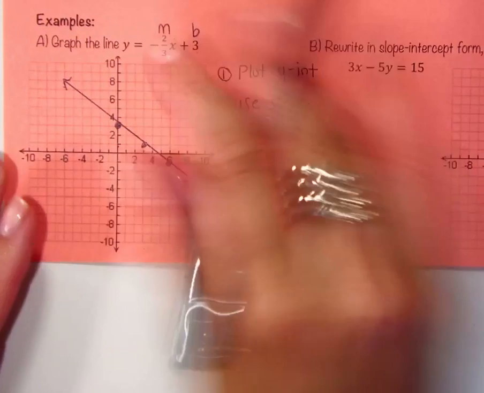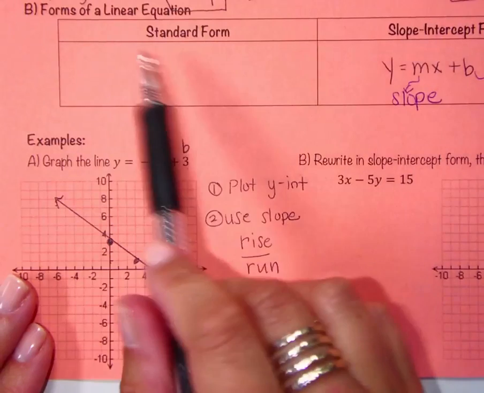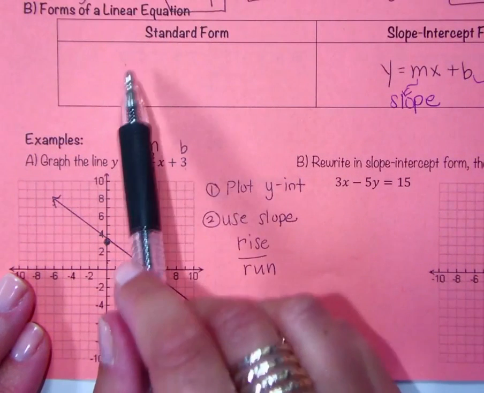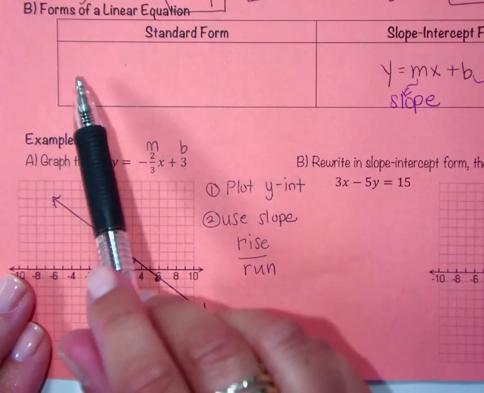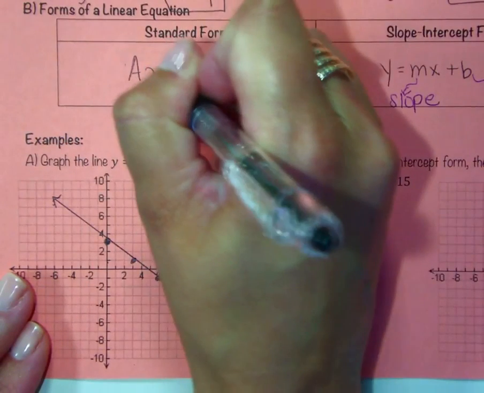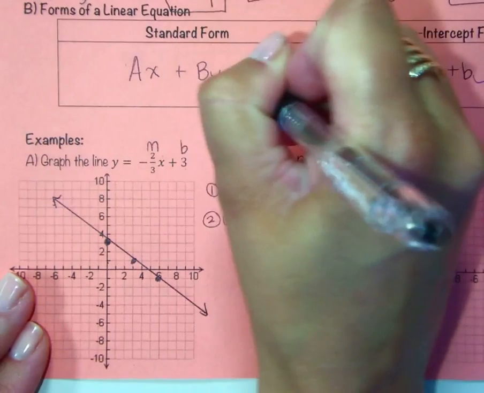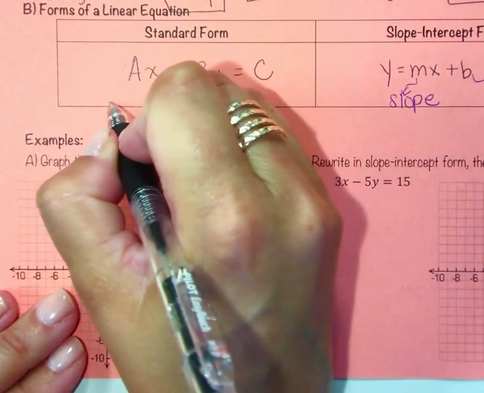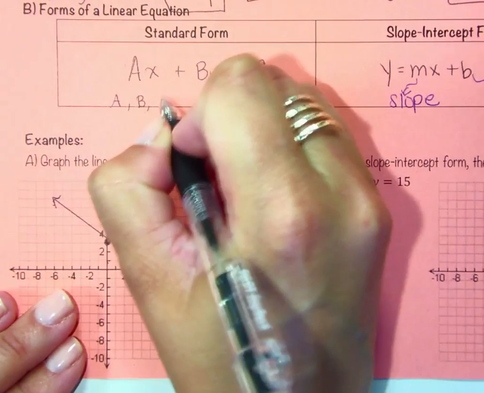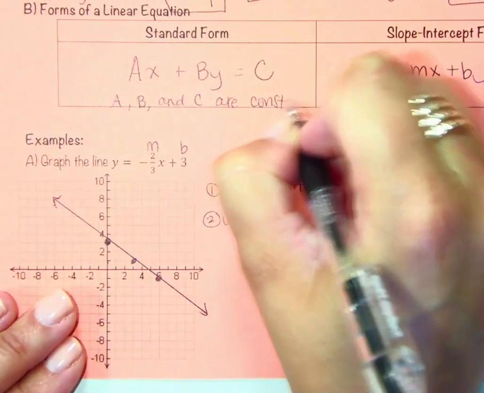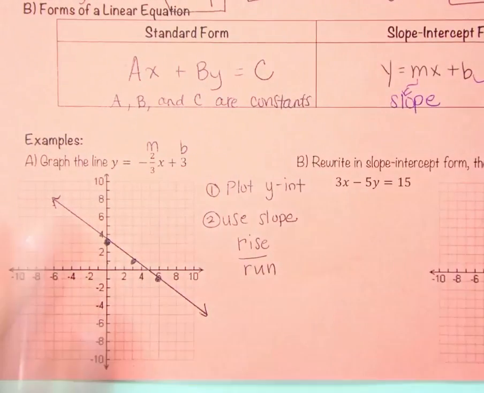All right, let's jump back up real quick. The other form of our linear equation that you will see, and we're going to use this later on this unit quite a bit, is standard form, and this is ax plus by equals c, where those values of a, b, and c are constants, meaning they're numbers.